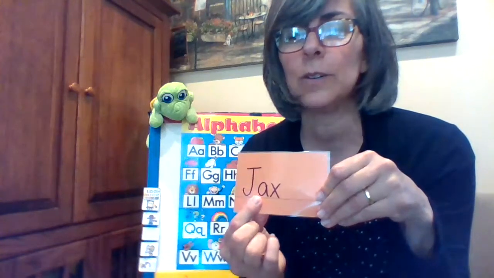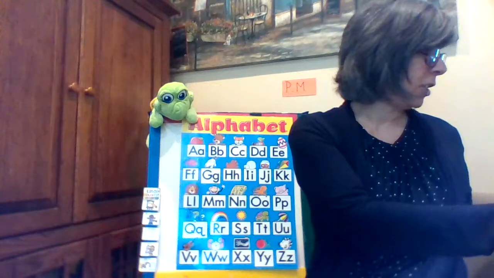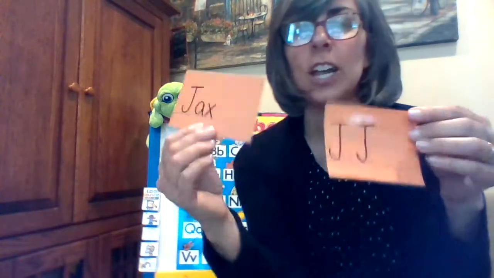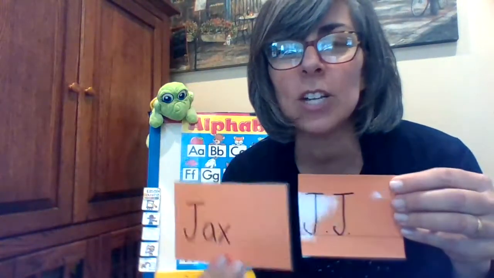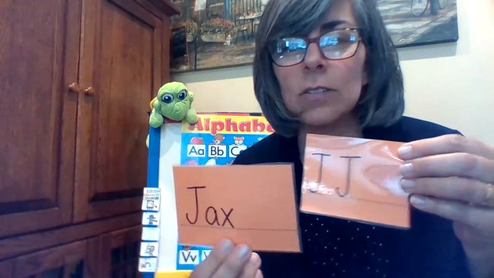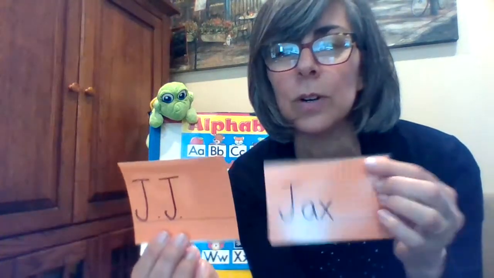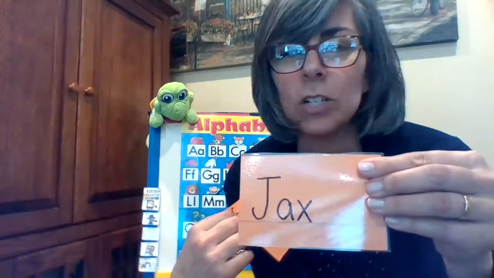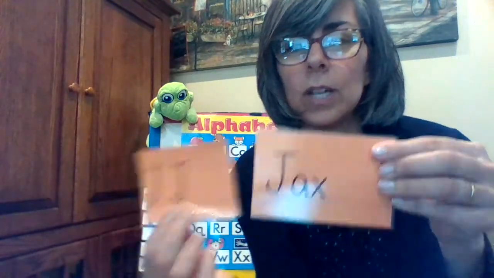1, 2, 3. Let's pull up JJ's and compare. What do you say, JJ? JJ and Jax. This has 2 letters. This has 3. 2, 3. So JJ has fewer letters than our friend Jax. 2, 3.